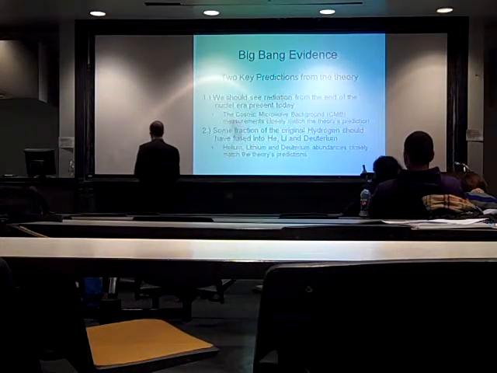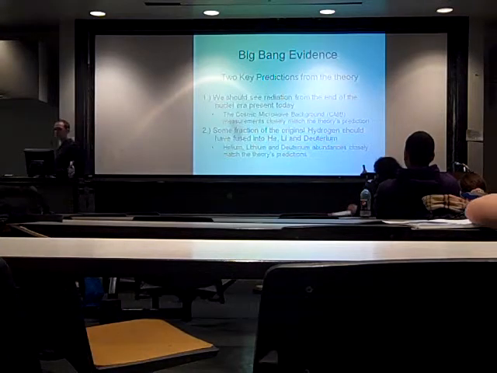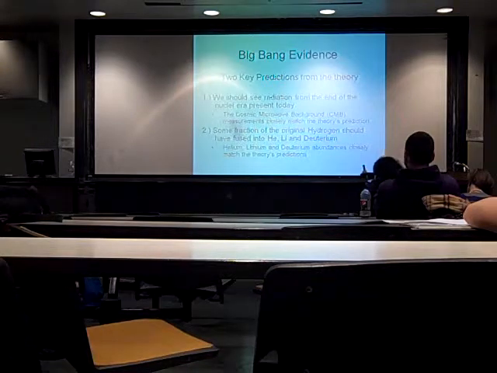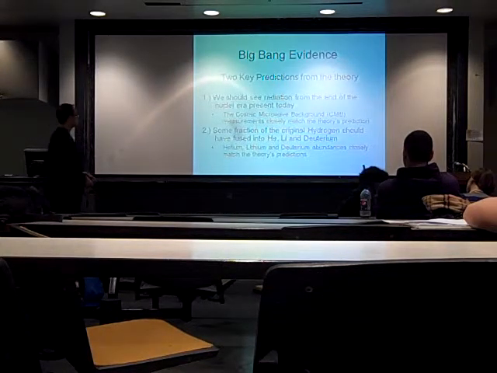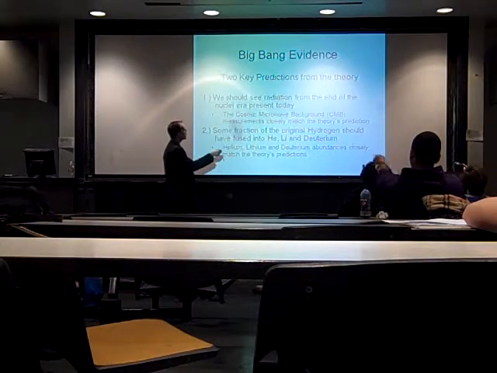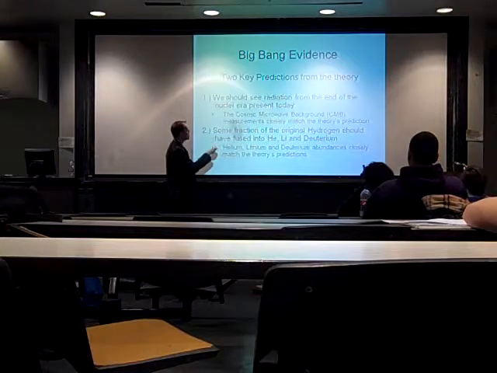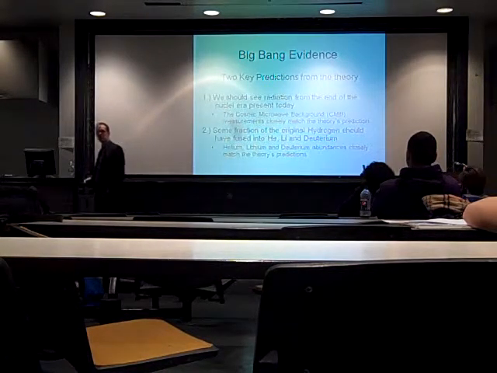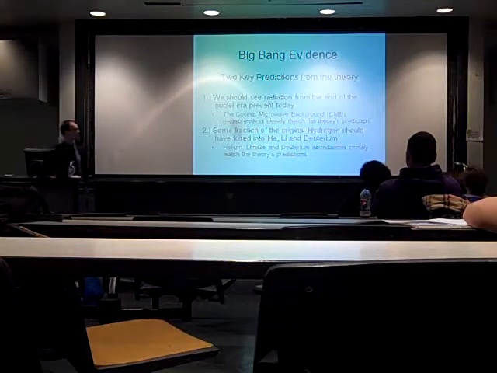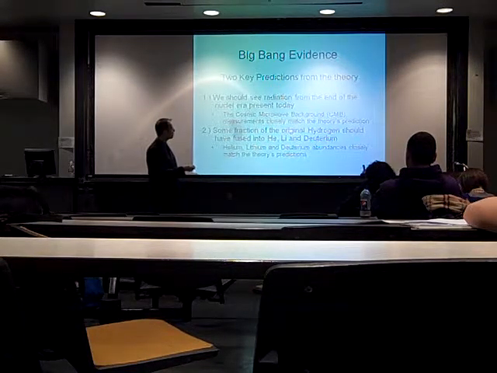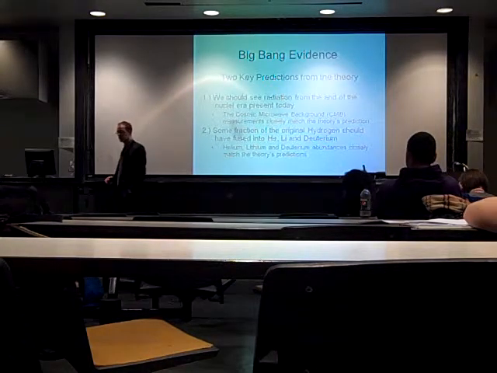Okay, as I said, there are 2 key predictions from this theory that were predicted before they were ever observed. So that's why we have a lot of confidence in this Big Bang theory. The first, as I've already said, is that we should see the radiation from the end of that nuclei era present today. So we should see those cosmic microwave background photons, and we actually do. They match the temperature that the theory predicts. And the second is that we should see the right ratios of helium and lithium and deuterium abundances that will also match the theory.